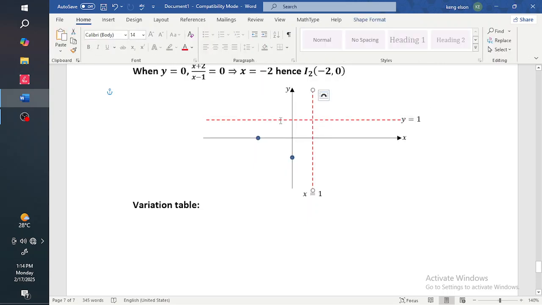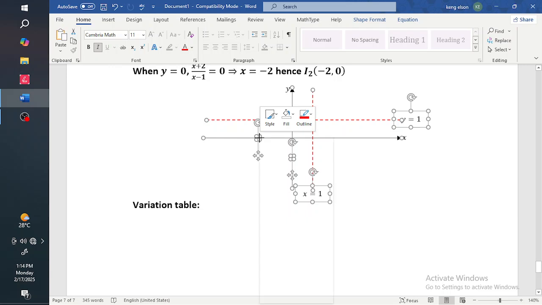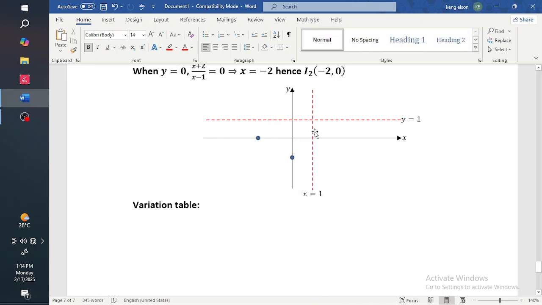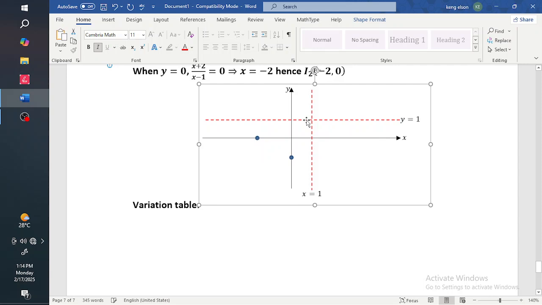You must look at your monotony. The function is always decreasing, but your variation table will really help you to know how it actually decreases. But without the variation table, we'll just try to give a little sketch of the graph, because from here I already see how the graph is going to look.